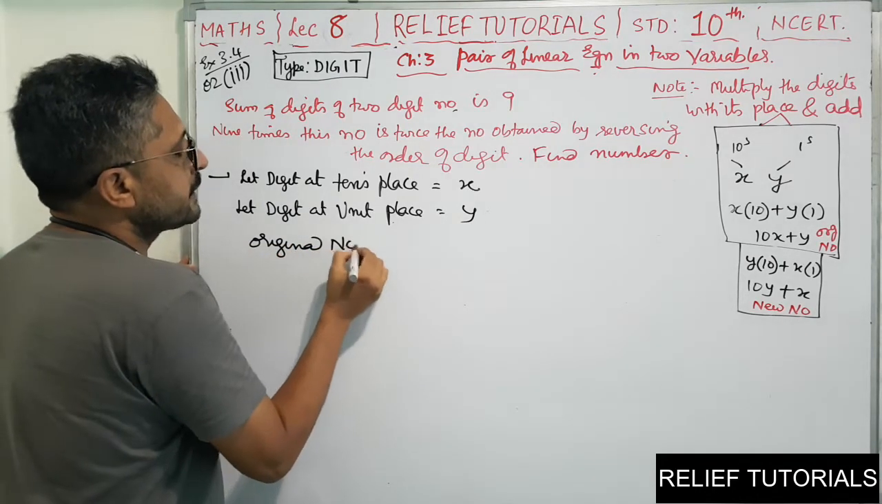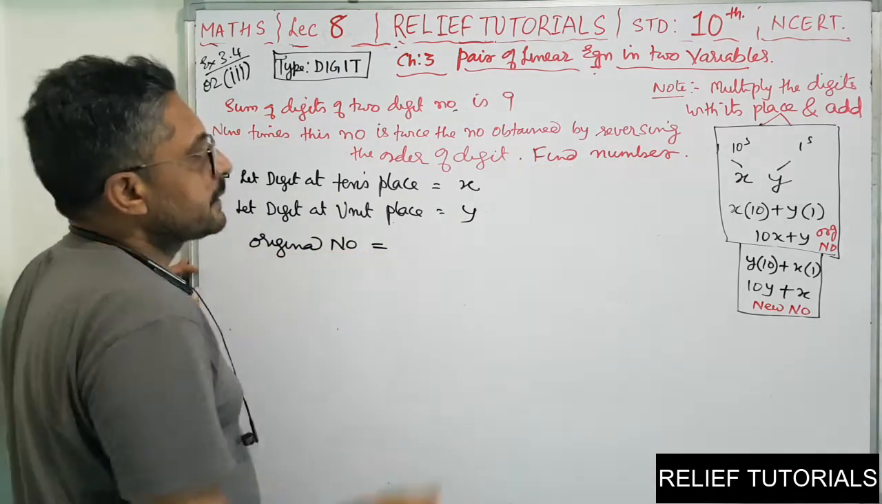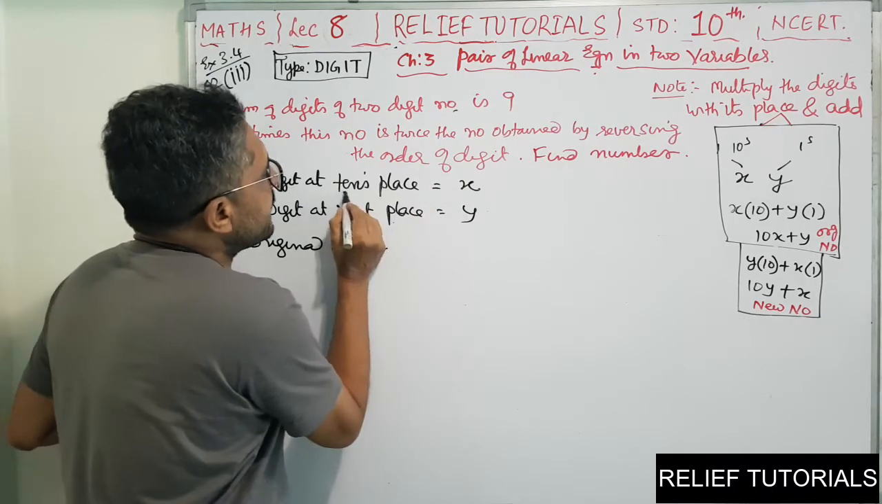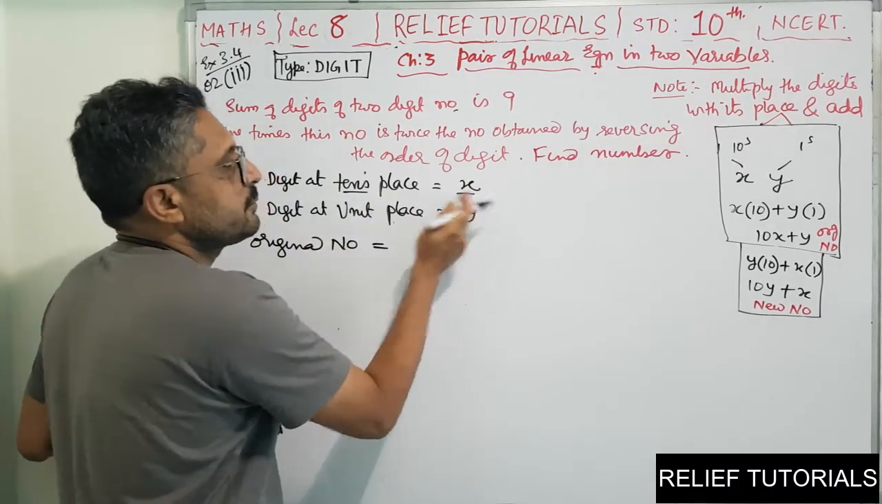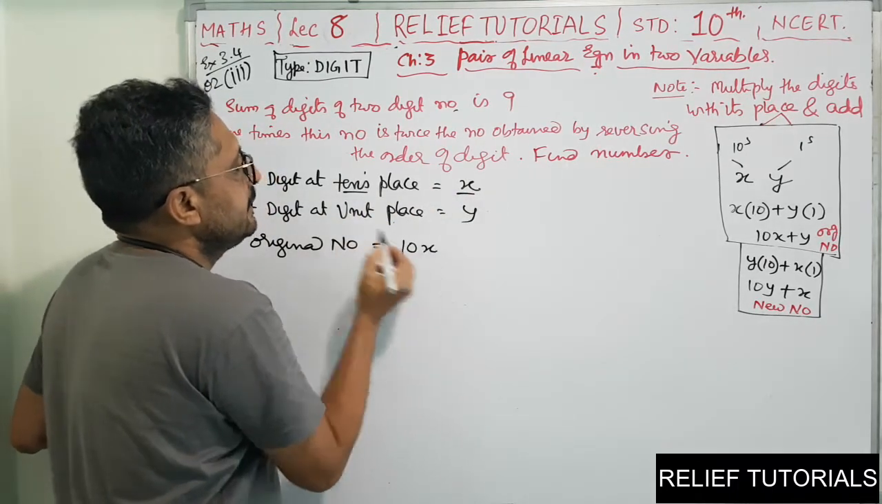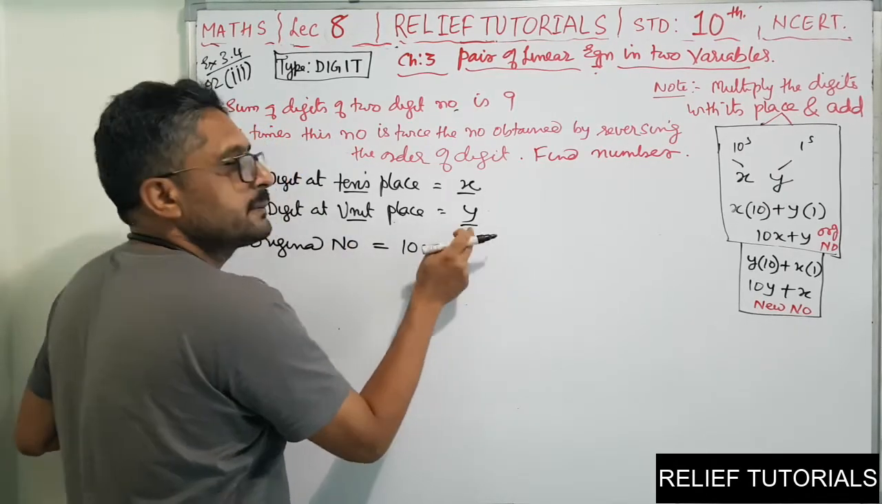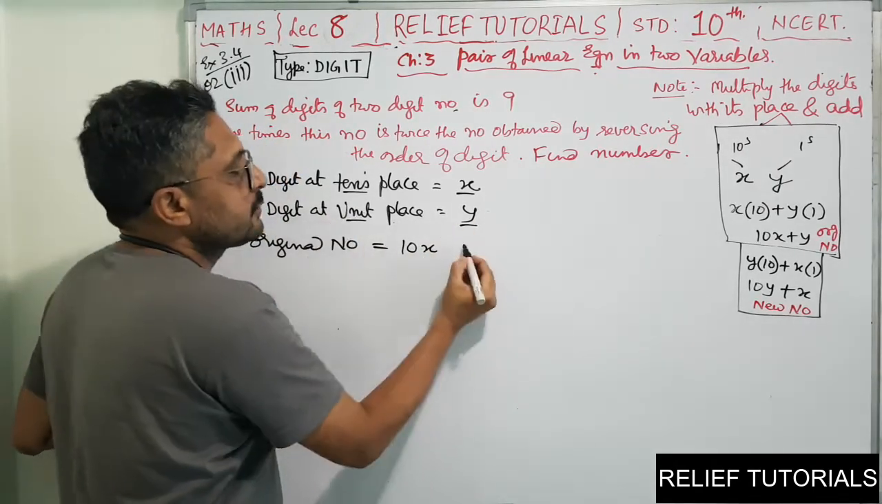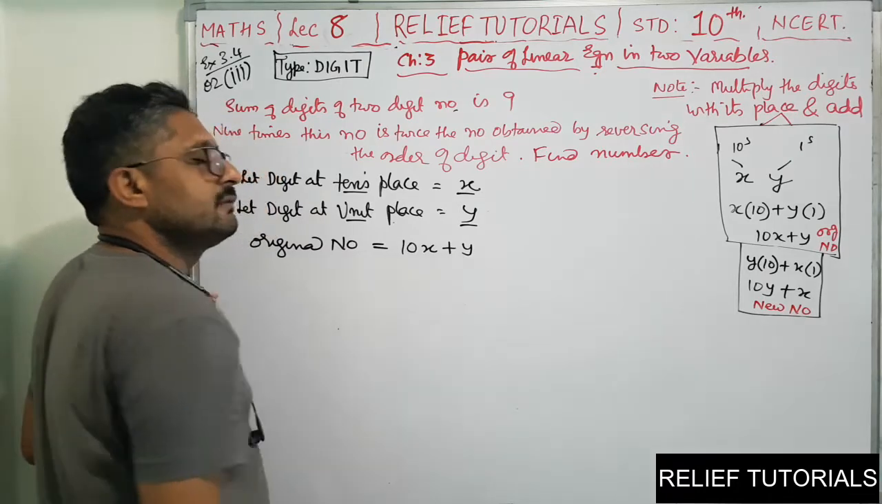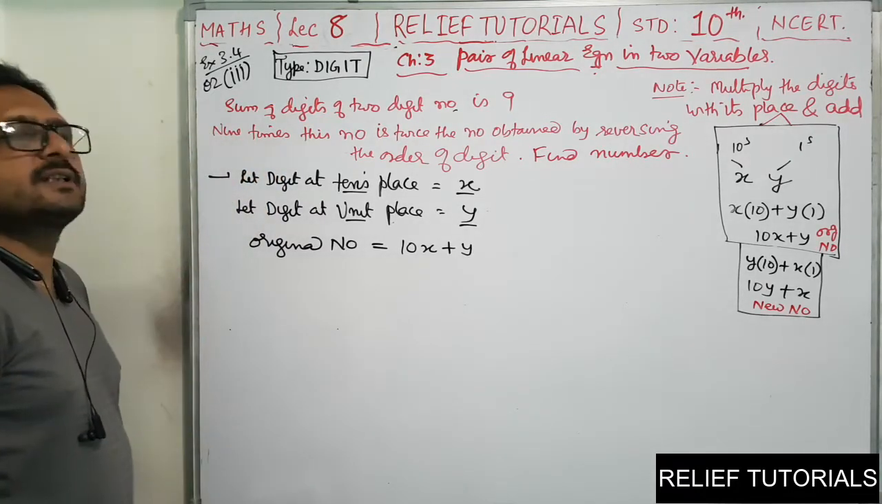Now the original number. How will you obtain the number? I told you: multiply the digit with its place. See, this is tens and this is the digit. You multiply this, so you will get 10x. This is unit and this is y. Multiply the digit with its place, y into 1, you will get y, and you add this. So this is the original number.